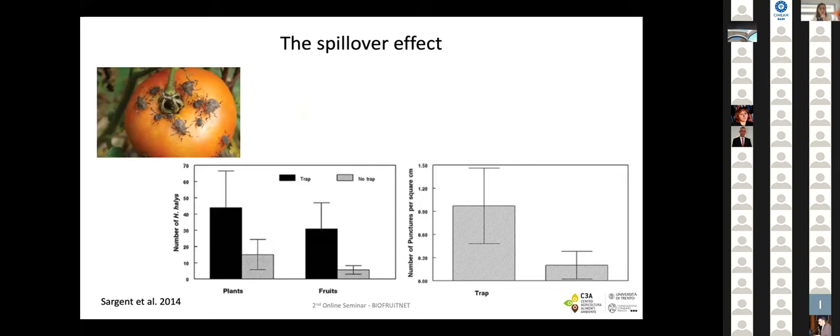The general issue with all the pheromone traps, that is linked to what I was describing before, the effect of the aggregation pheromone compared to the sexual pheromone, is the spillover effect. And this is probably the bigger issue. It was observed the first time on tomatoes, just shortly after the description of the aggregation pheromone. And it consists in the aggregation of all the individuals in close proximity of the trap, but not going inside the trap. And this led to the increase in the number of punctures per square centimeters of the fruit that is in close proximity of the trap. So basically, using the trap, we were increasing the damage.